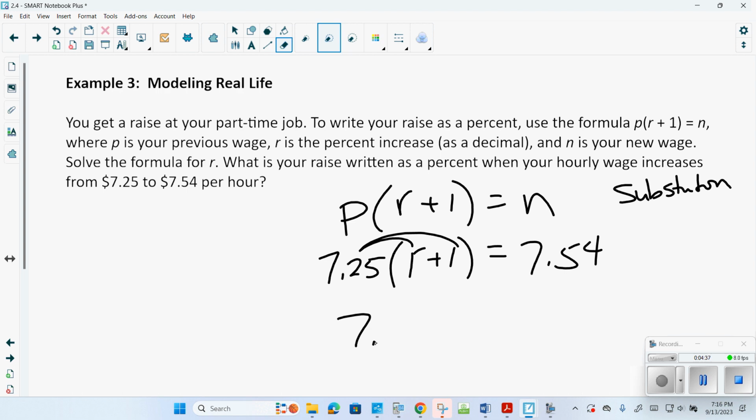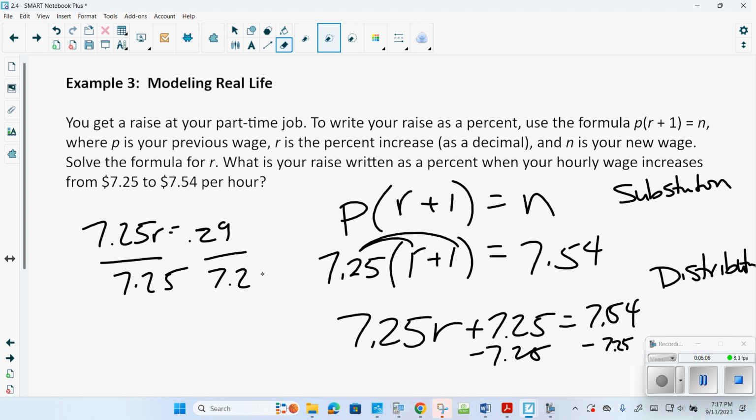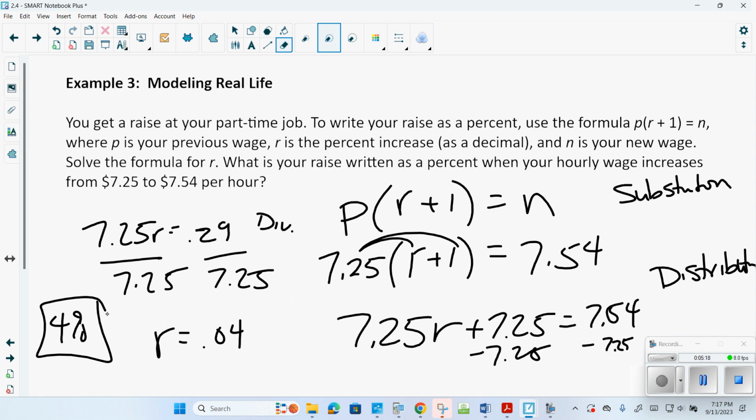Then I distributed. And again, my reason is the distributive property. Then I subtracted. I have $7.25 R equals positive 0.29 and divide by 7.25. I believe it's 0.04. And that's the division property. And so that would be a 4% raise.